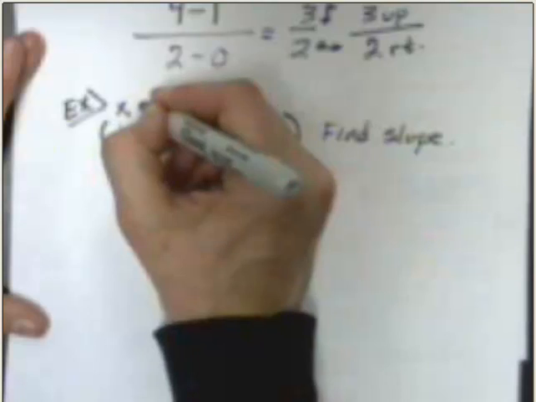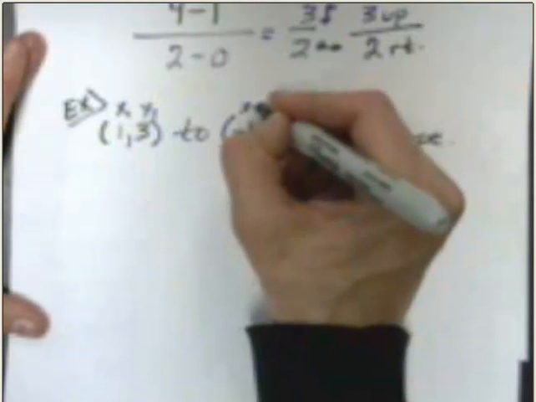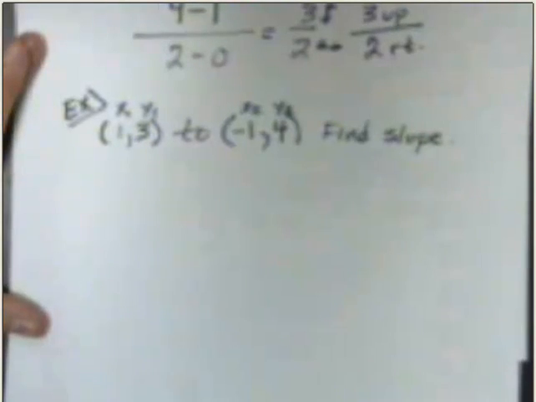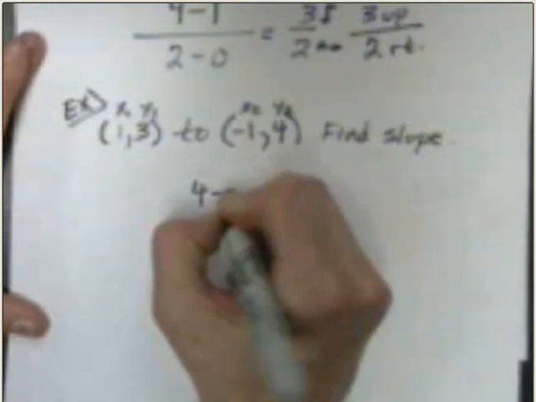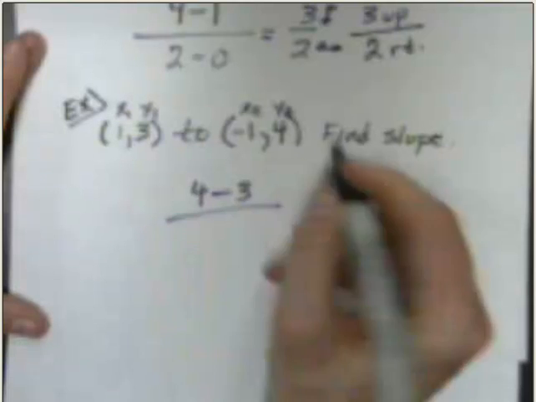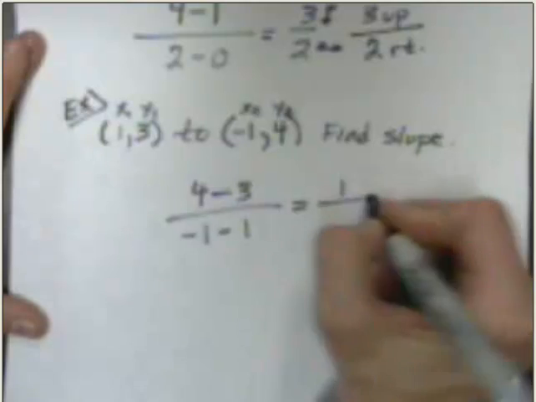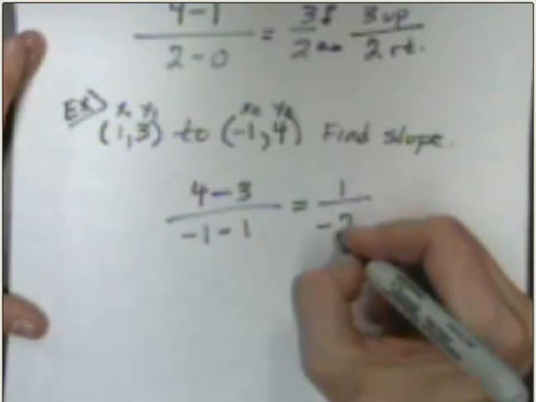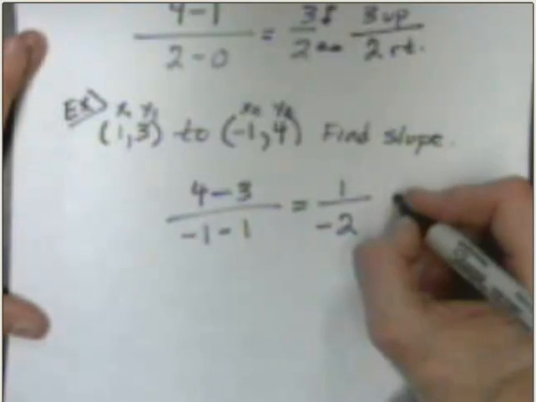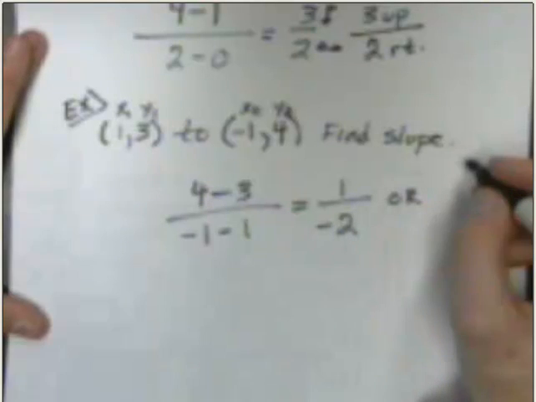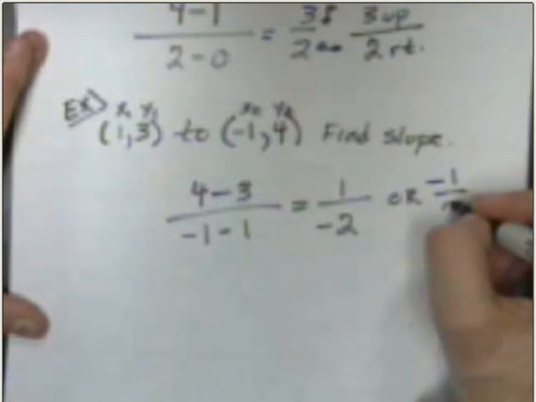I'll call the first one x1, y1. That's what I always do. Second one is x2, y2. Okay, so we say 4 minus what? 3. Negative 1 minus 1. So I get a 1 on top and what on the bottom? Negative 2. Okay. You can leave it that way, or you can write it as negative 1 over 2.